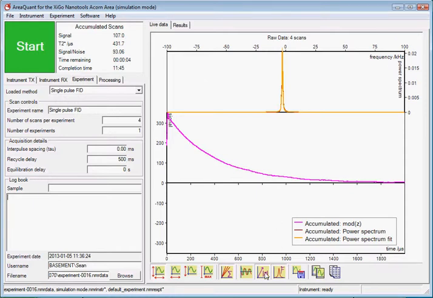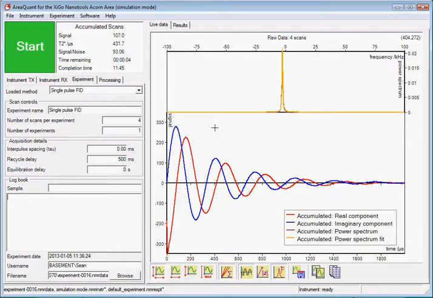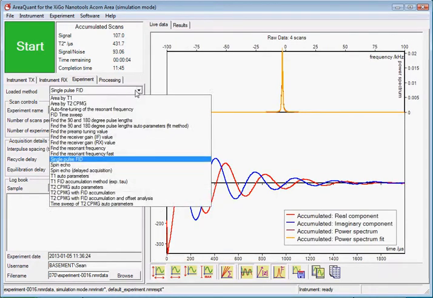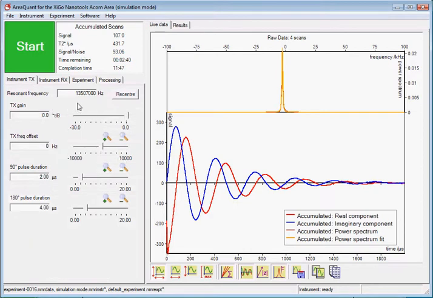So I'm going to turn this off just for a moment, turn these back on, and I'm going to select Find Resonance, and I'm going to start the program. The last saved value of the resonant frequency was 13.507 megahertz.